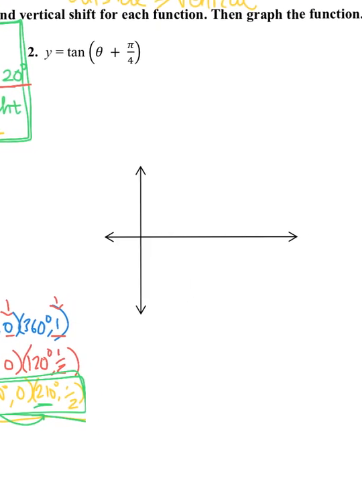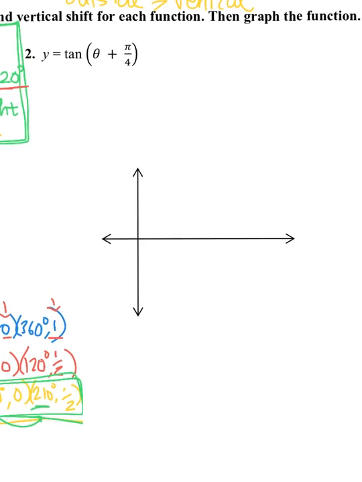Okay, this time we have tangent. With tangent, let's start by identifying the amplitude. In this case, the amplitude would be none since it's tangent. And the period, notice I have nothing being multiplied inside the function. So the period will stay the same. Looks like I'm in radians with that pi/4. So my period will stay the same as the parent function at just pi, because we're in tangent.